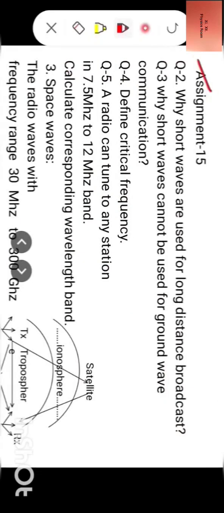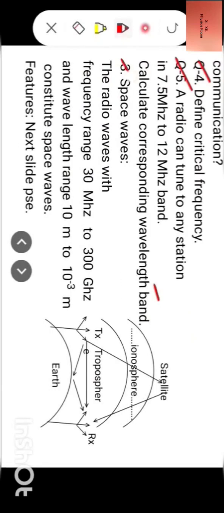Assignment 15 continued. Question number 2. Why short waves are used for long distance broadcast? Question number 3. Why short waves cannot be used for ground wave communication? Question number 4. Define critical frequency. Question number 5. A radio can tune to any station in 7.5 MHz to 12 MHz band. Calculate the corresponding wavelength band.